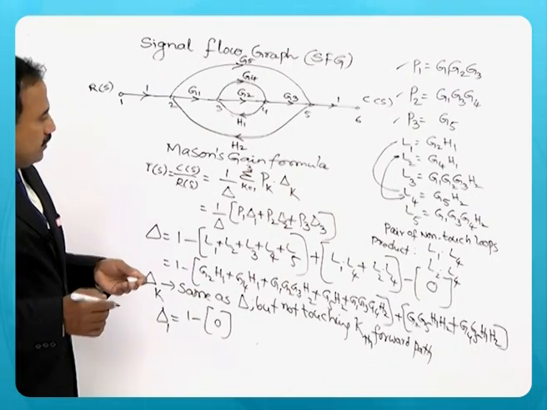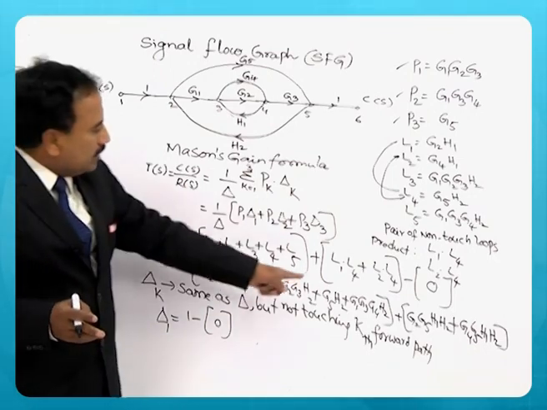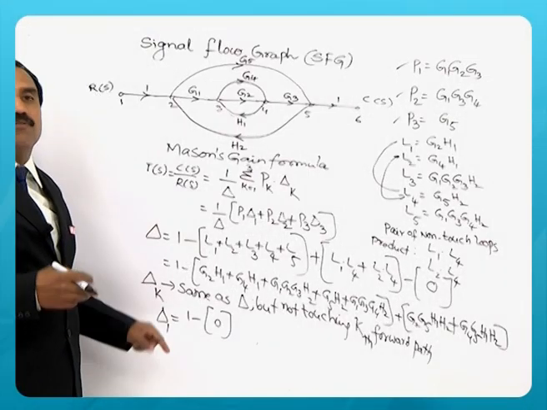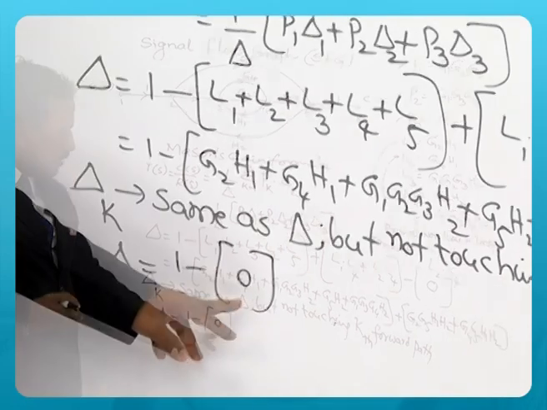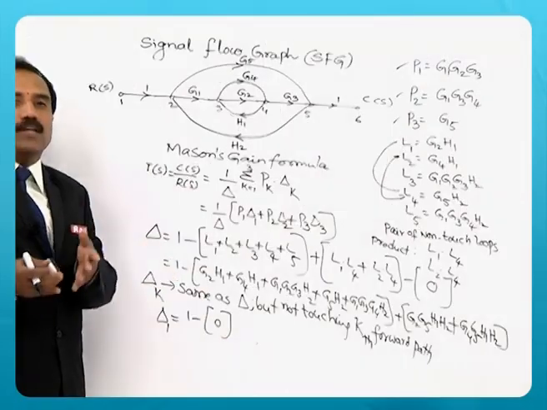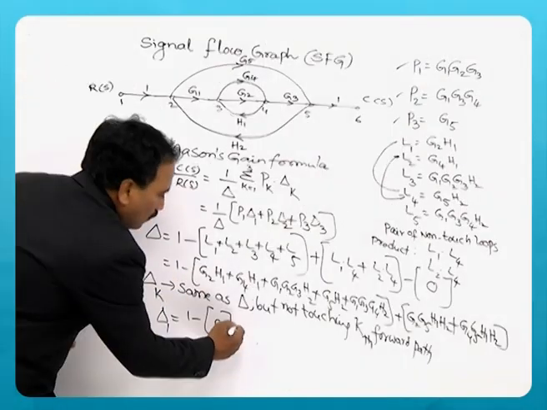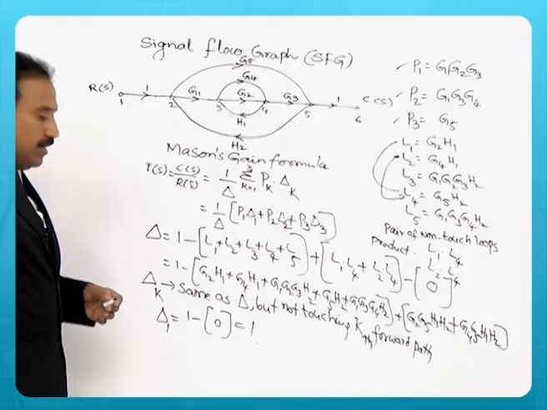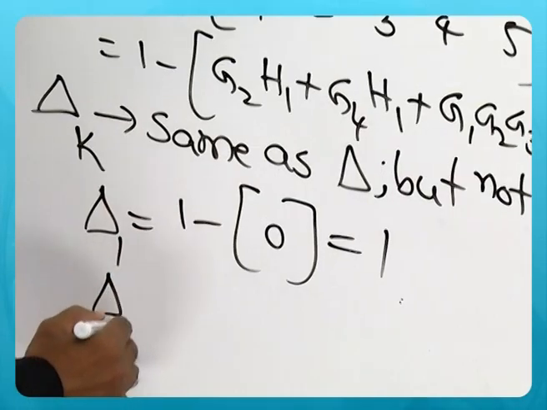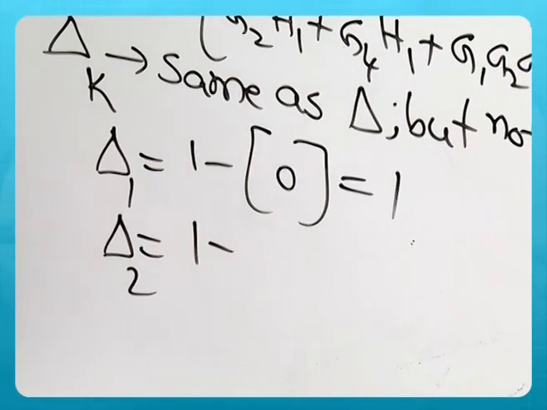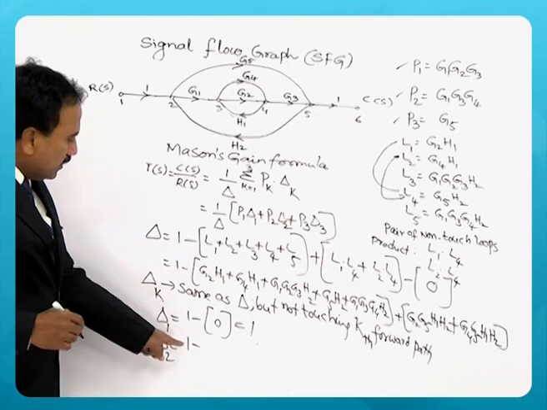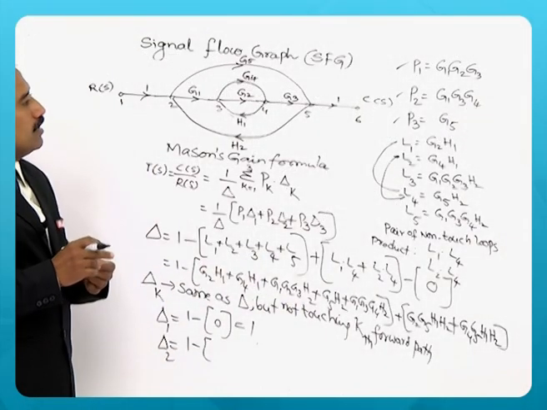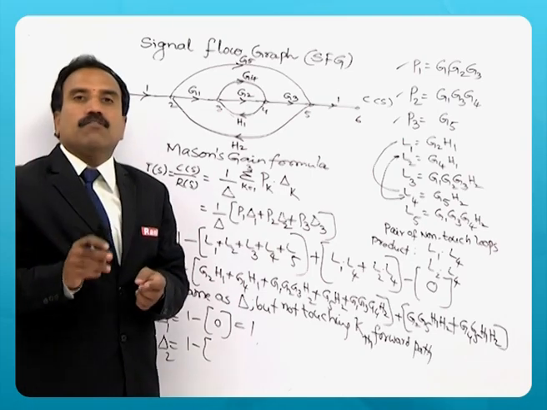And is there any pair like you have got here, but not touching the first forward path? Of course, 0, because no loop exists first of all. So, no pair obviously exists. So, 1 minus 0 plus 0 and so on. So, it is 1. Now, delta 2 is the same as delta, but 1 minus loop gains which are not touching the second forward path.